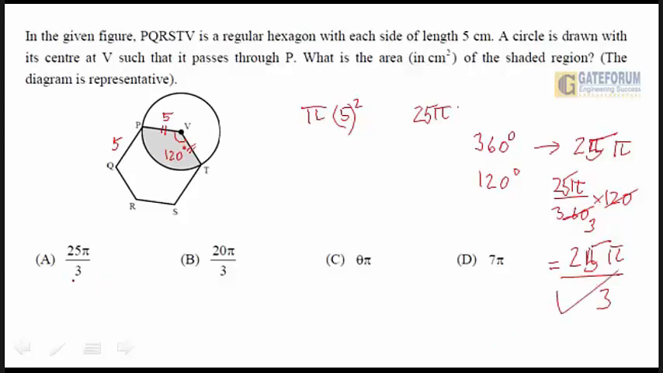So this is the answer, which is option A. Okay, so this is how it is solved. Pretty simple. The main thing here is that the interior angle of a regular hexagon, all the interior angles are 120 degrees. Let's move on.